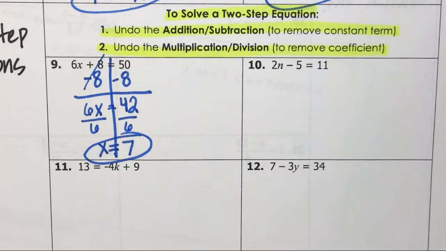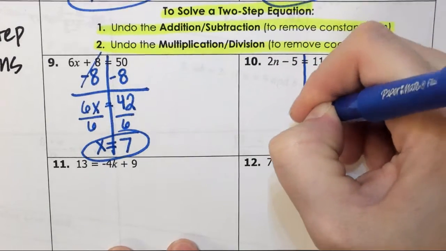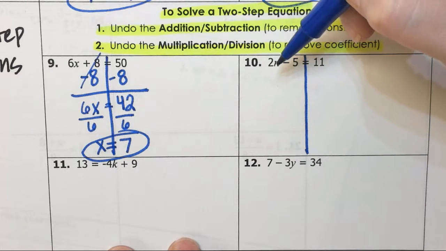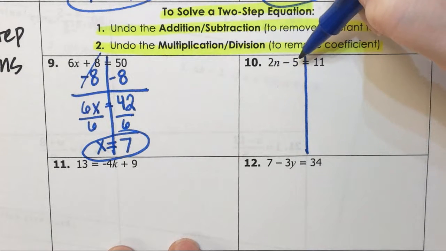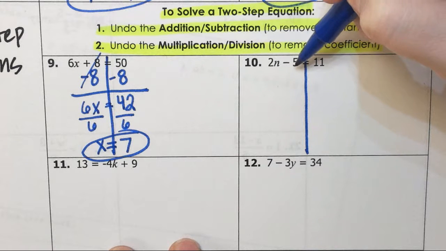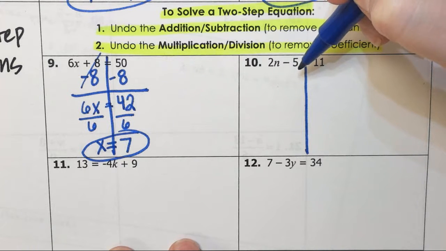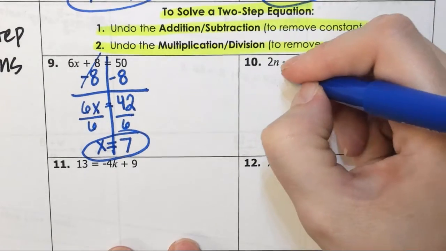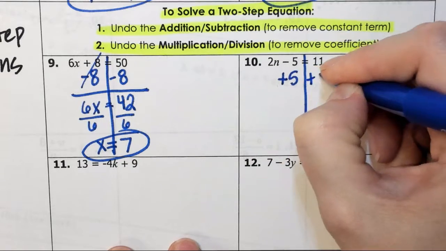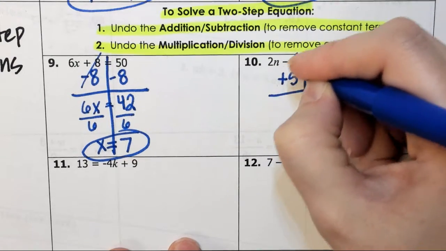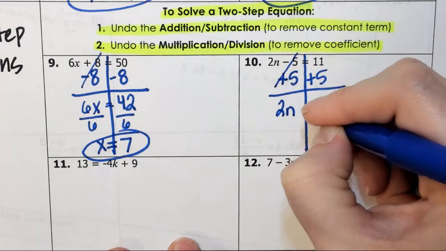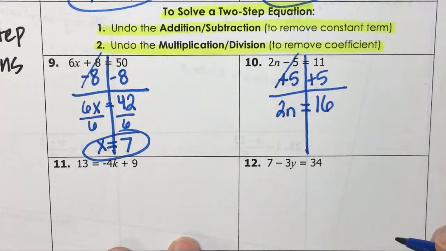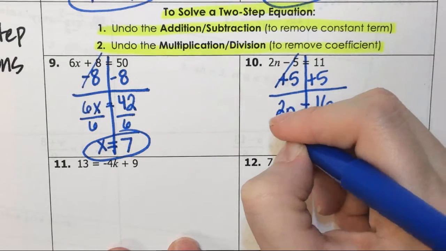Okay, let's do number 10 together too. So the number closest to the variable is the 2. I keep that until last. First I get rid of the 5. So what do I do to get rid of the 5? Opposite of what I see. Plus 5. So then I have 2n is equal to 16. And now I divide by 2.